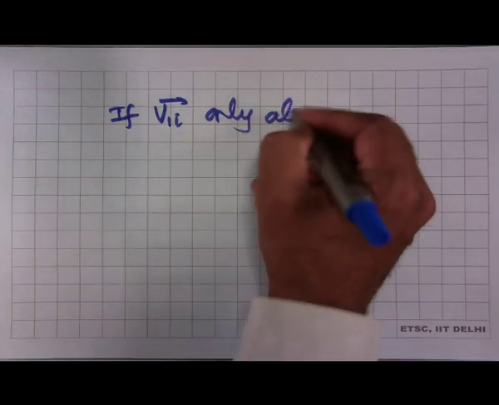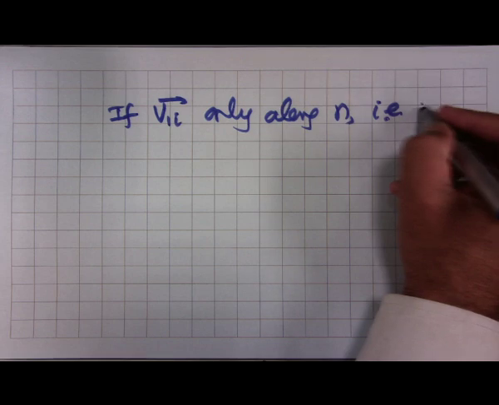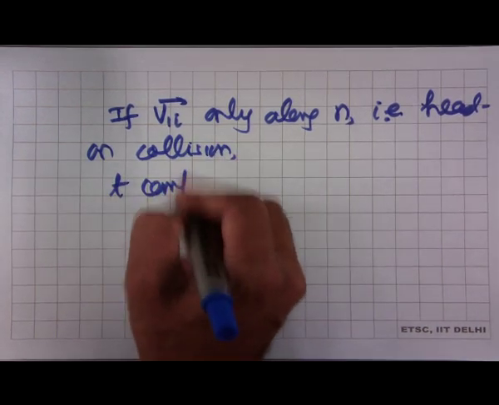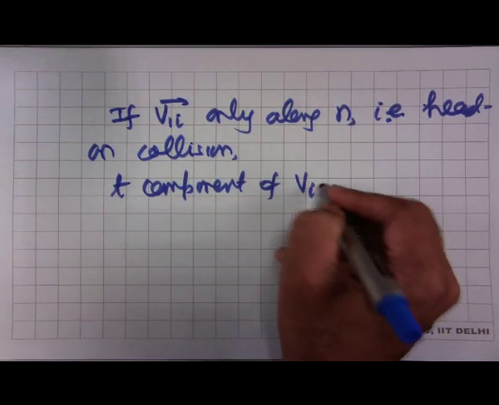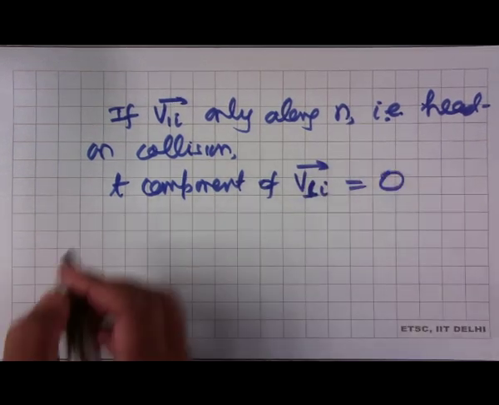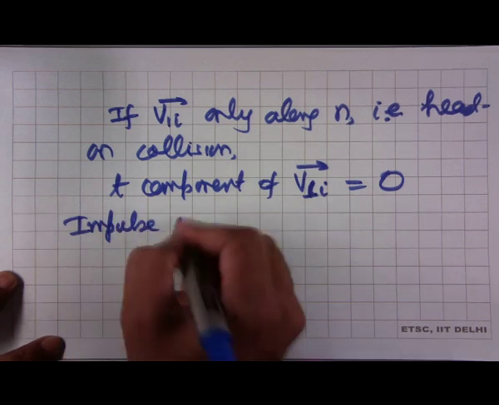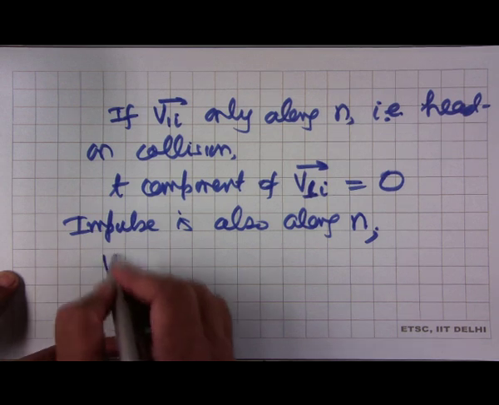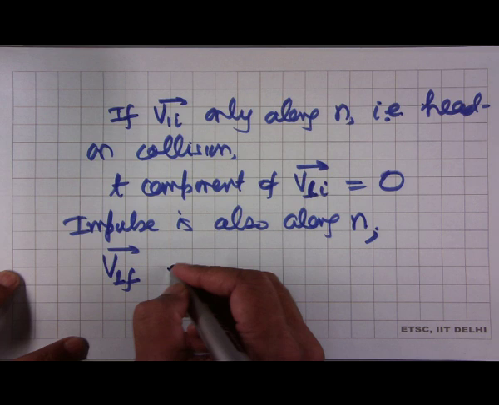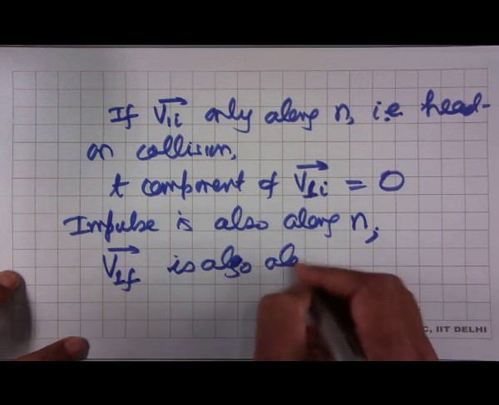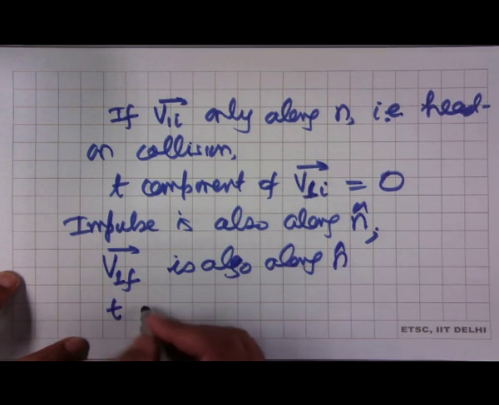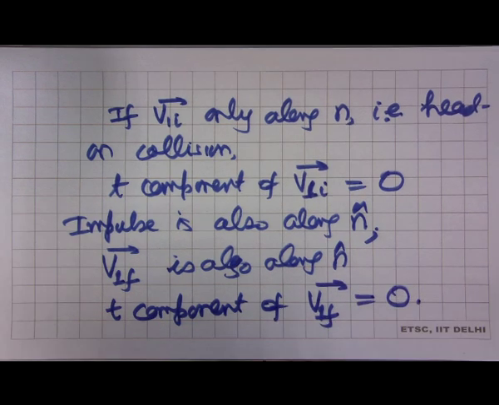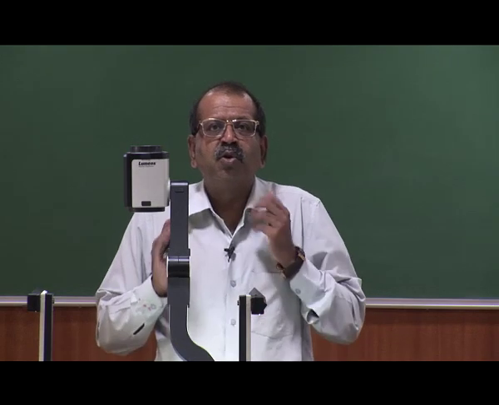So, if v1I is only along n, that is, it is a case of a head on collision, that means the t component of v1I is equal to 0, and the impulse is also along n, it may be plus or minus. So, therefore, v1f is also along n, and the t component of v1f is equal to 0. So, this is what will happen in a head on collision.